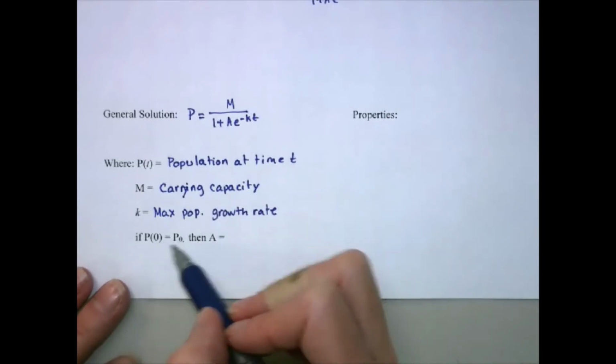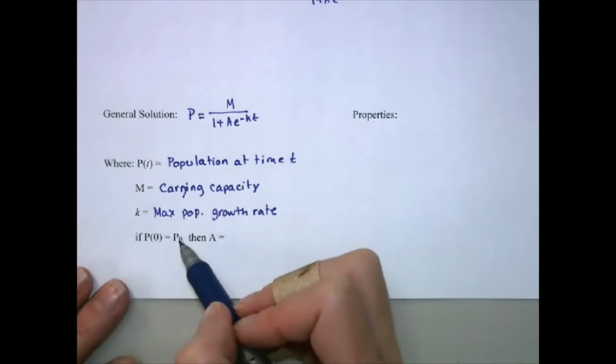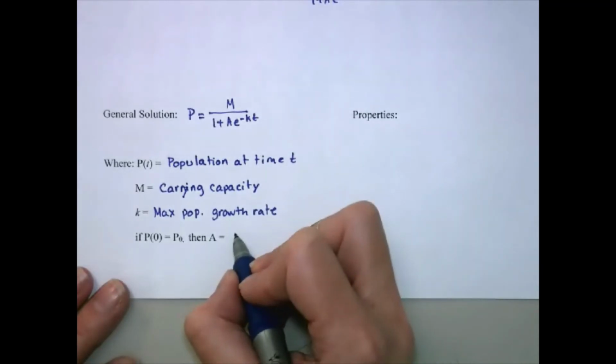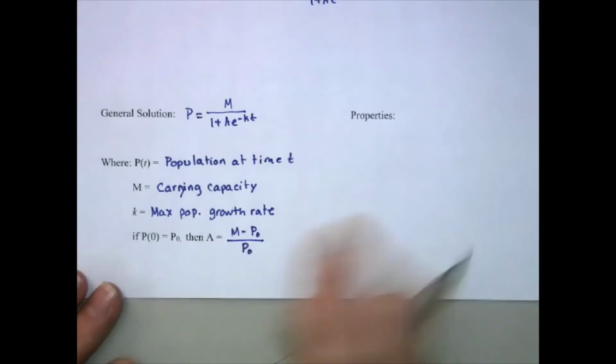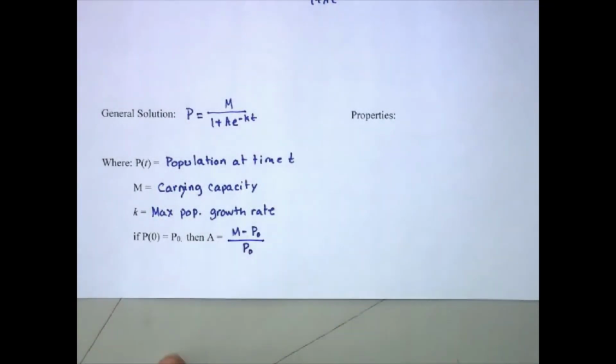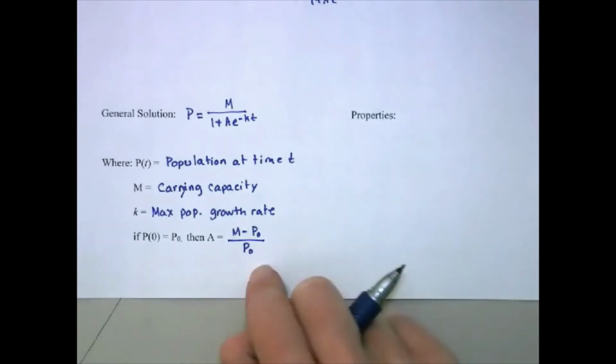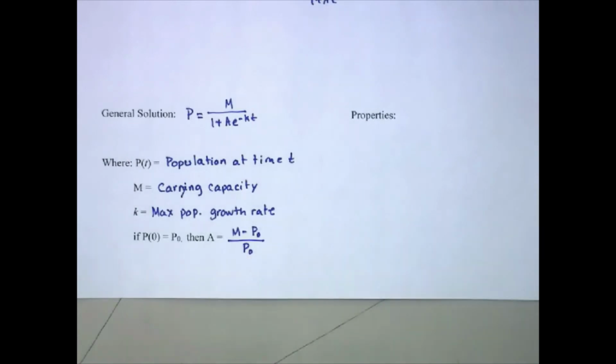Okay, and if P of 0 equals some value P naught, or initial condition, then A is going to be (M minus P naught) over P naught. Now you can remember this one, or you can plug in a 0 and solve algebraically for the value of A. That's perfectly acceptable. You'll end up with this when you do that.